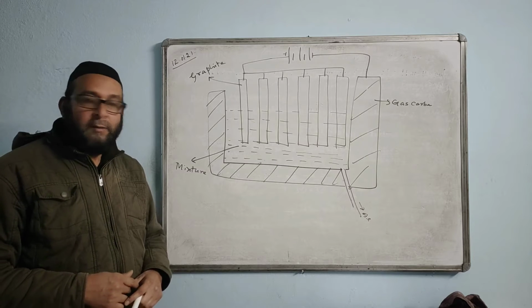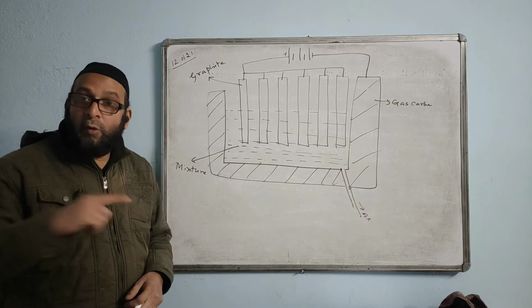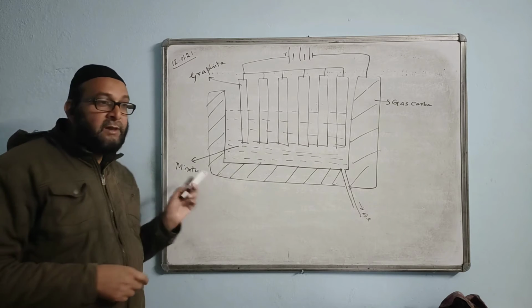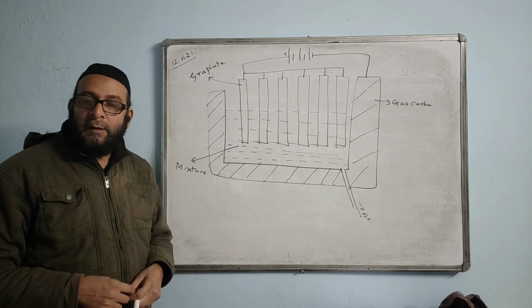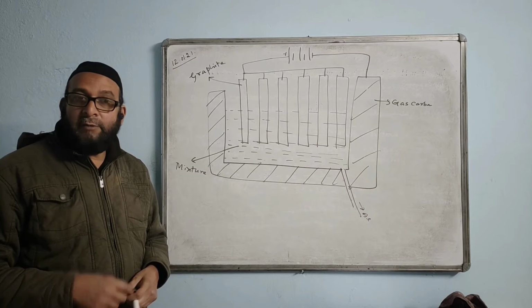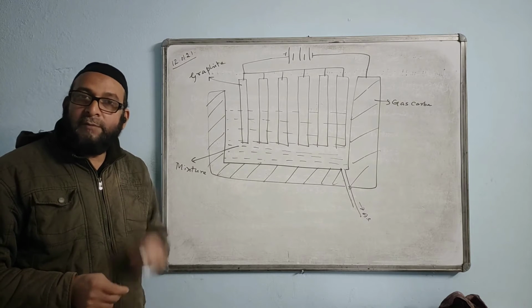Right. Now another question is saying, name an ore of the metal used in the mixture. Can you name the ore of the metal which is used in this mixture? Cryolite. Cryolite we are adding there. So the answer is cryolite. Give the formula of that ore. What is the formula of that ore? You know the formula?